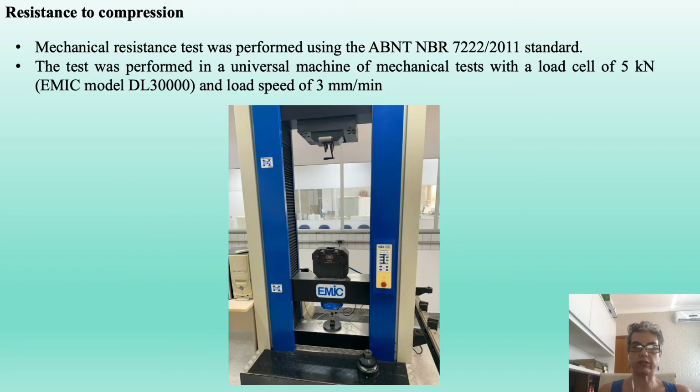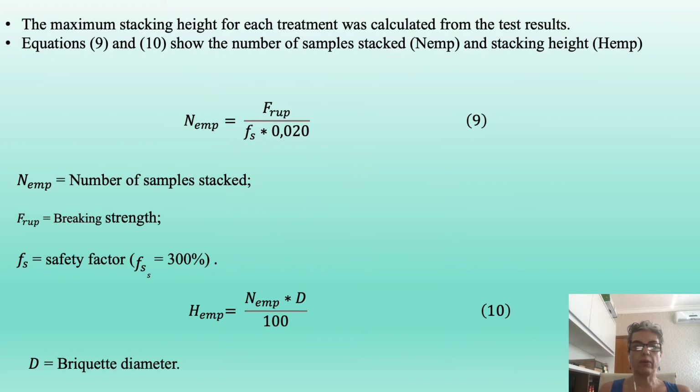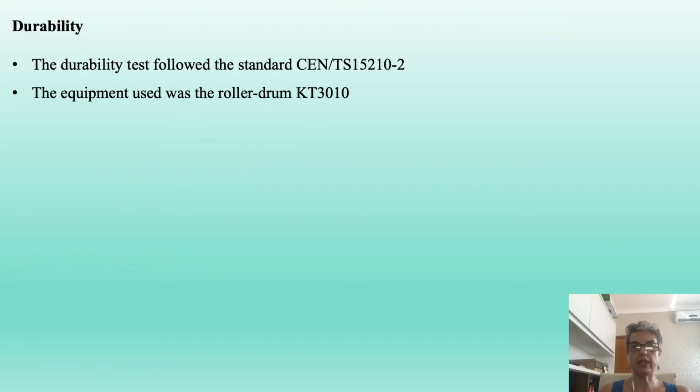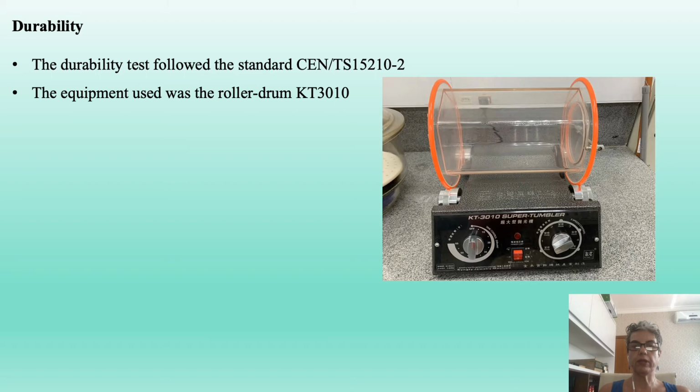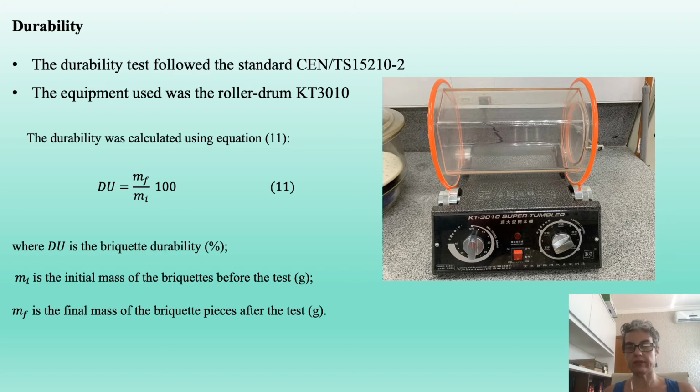Resistance to compression. We analyzed the resistance to compression using the standard NBR 7222-2011. With this test, we can calculate the maximum stacking height, equation 10, and the number of samples stacked, equation 9. Durability. The durability test was performed with SANS TS 1520-2. We used a roller drum KT3010 and we calculated the durability with equation 11.